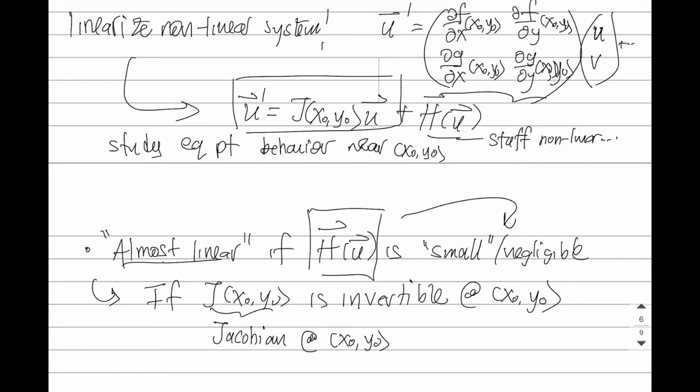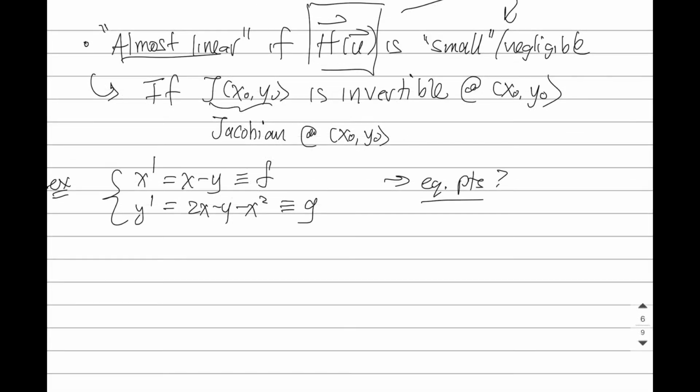So let's take a look at this. Let's try to see this in the context of an example. Here's an example of a nonlinear system, and we'll identify these components f and g. The first thing we need to do with any nonlinear system is find the equilibrium point. So we need to determine where x prime is 0 and y prime is 0. We need those simultaneously to be 0.